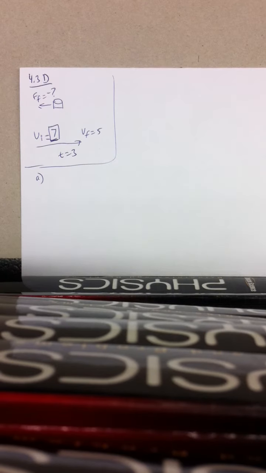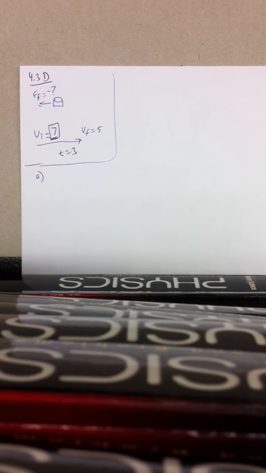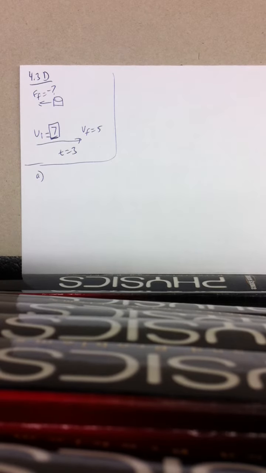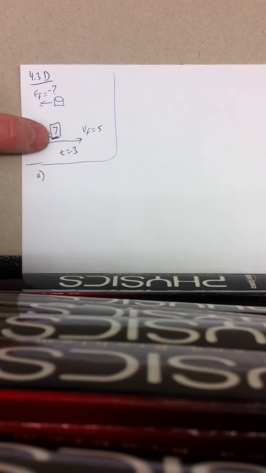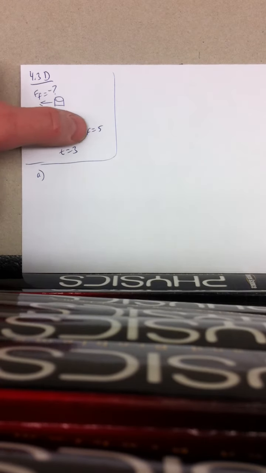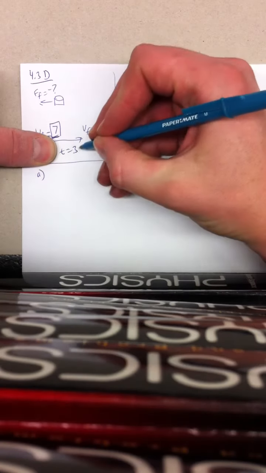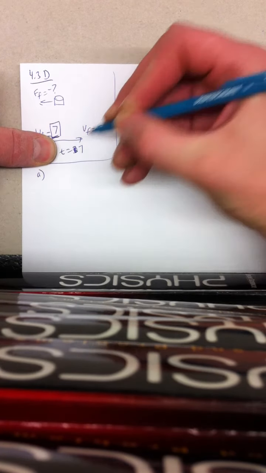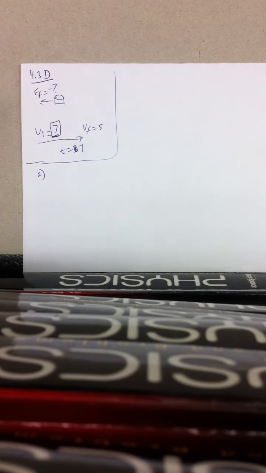Question 4.3D: we have a hockey puck moving across a frozen pond, and it already has an initial speed. My code is just going to make it 7, and it has a final velocity of 5, and it does this in, I'm sorry, not 3 seconds, it does this in 7 seconds. The only thing we know for the forces is that there's the force of friction slowing it down, so that is the net force.